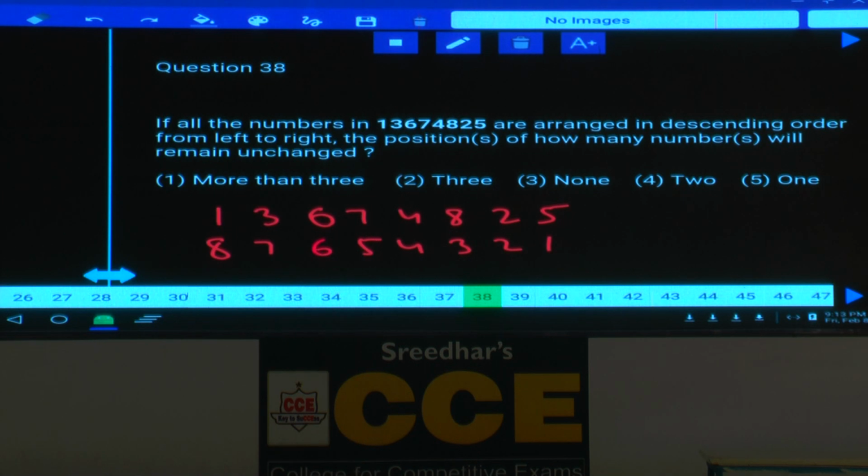Then the positions of how many numbers will remain unchanged? Tell me how many numbers remain unchanged here. 6 remain at the same place, 4 remain at the same place, and 2 remain at the same place. And there are some 3 digits which remain at the same place, that is choice 2. Question number 38, it is choice 2.